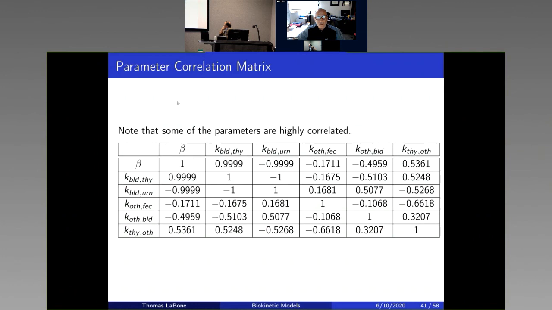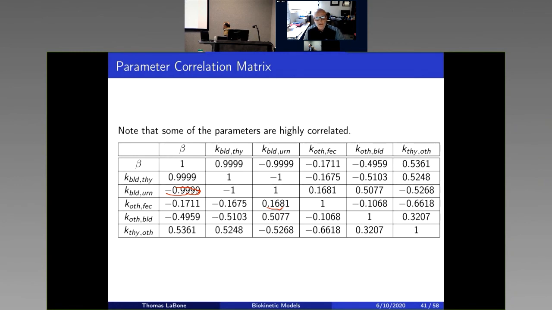I wanted to show this. This is the correlation matrix from those MAP estimates, and almost all these parameters, again, are highly correlated. For example, blood to urine, of course, is going to be pretty highly correlated with itself, but these other parameters too. So you can see how everything is correlated here. So again, you can't just go in and change one of these willy-nilly if you're trying to tweak this by hand.